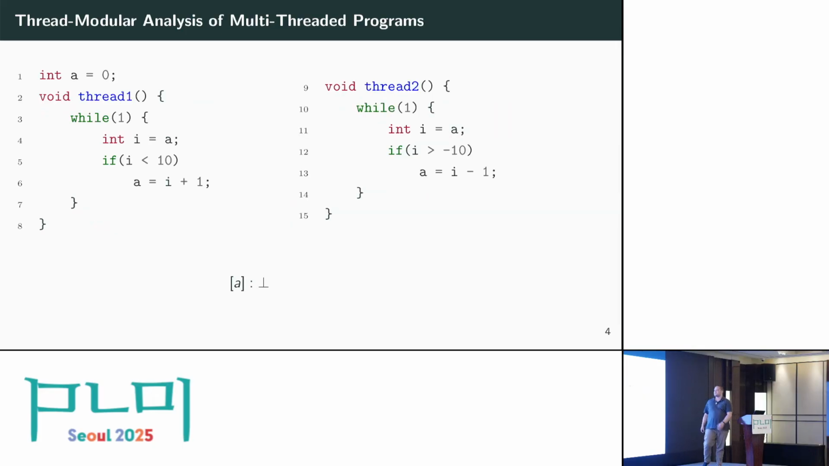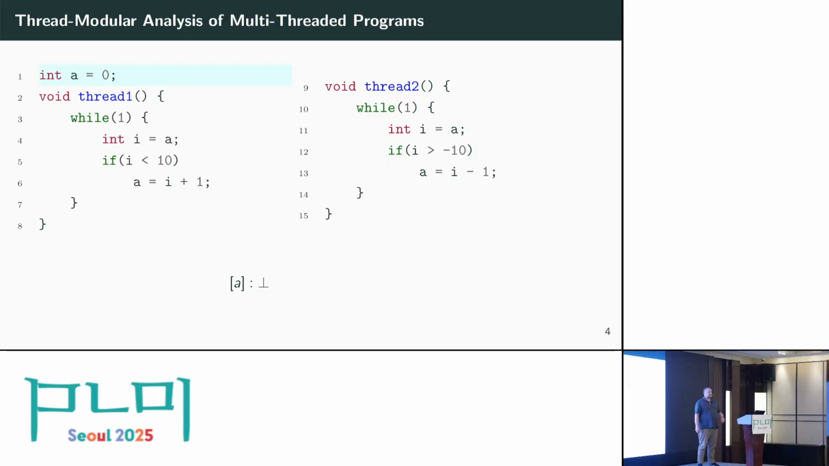So here we have a relatively simple multi-threaded program. It has two threads. One of them is always increasing I if it's less than 10, and the other one always decreases I if it's greater than minus 10. A variable A is the one that's being modified. So here we would expect that at the end, an invariant for this A could be that it's between minus 10 and 10. So let's take a look at what an analysis might find.